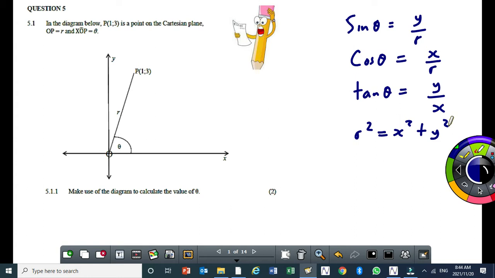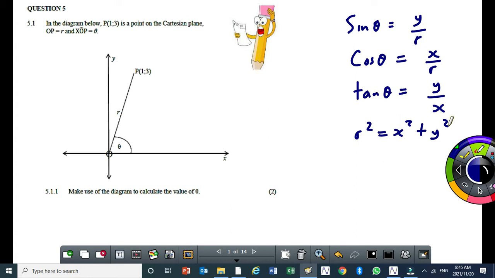Right, so this question here, you are given the diagram, they are given point P in the first quadrant. So the 1 is an x value, the 3 is a y value. Obviously, the terminal ray, that is the hypotenuse r, is not given. And the angle theta is an acute angle because the diagram is drawn in the first quadrant. So the first question says, make use of the diagram to calculate the value of theta.